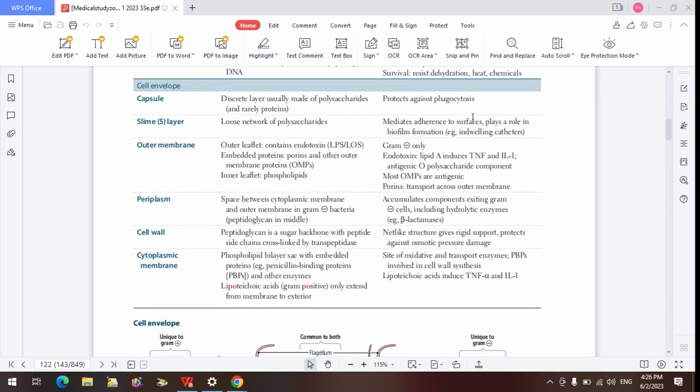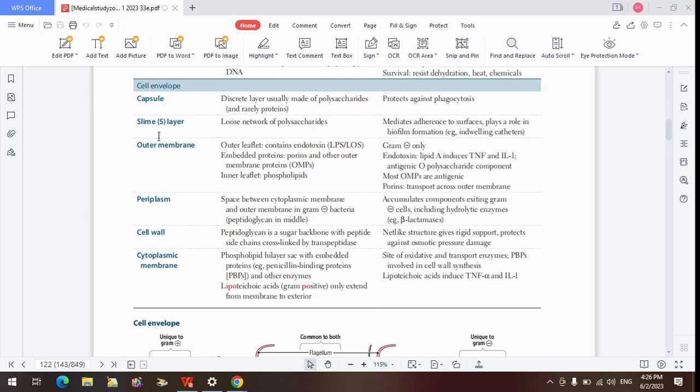Protect against phagocytosis. Capsule is the most essential virulence factor of an organism. Don't forget that point. Capsule is the most essential. That's the most important. Once you have a capsule, you are very strong. But it's not as if the body cannot still take care of that kind of organism. They can, but it just involves some specialized mechanisms.